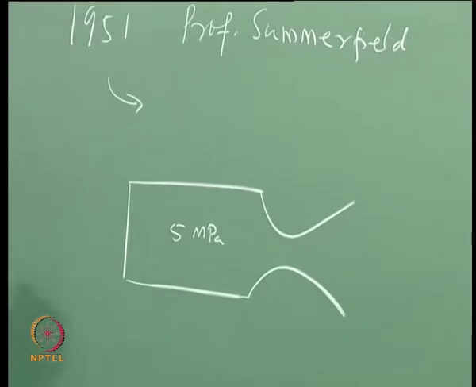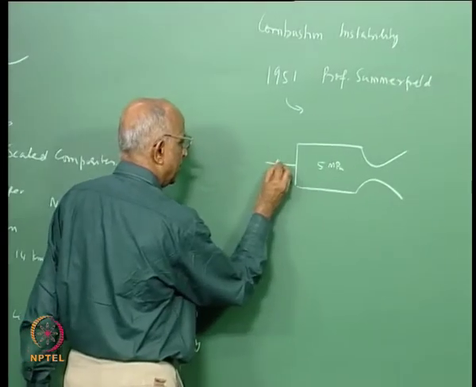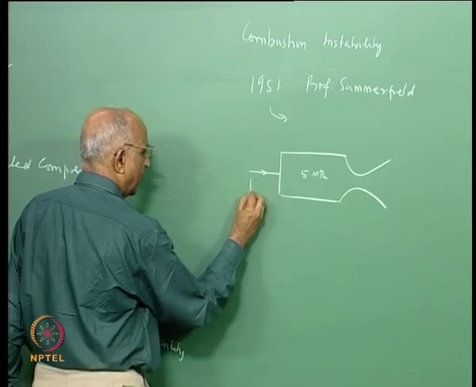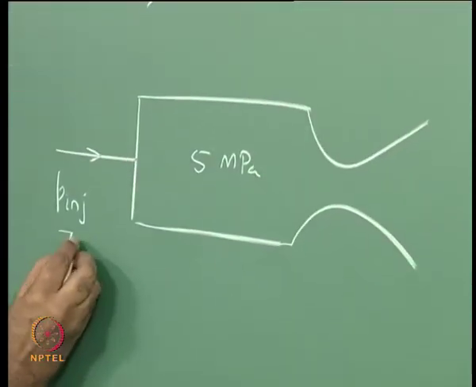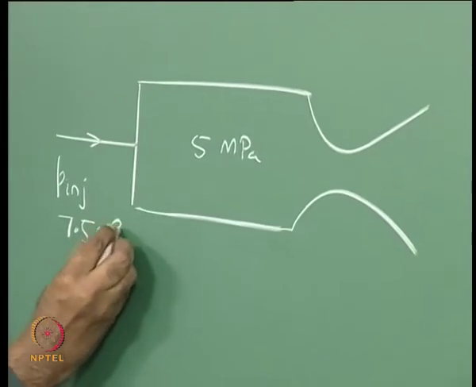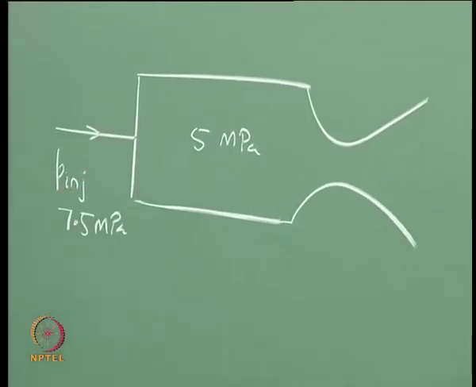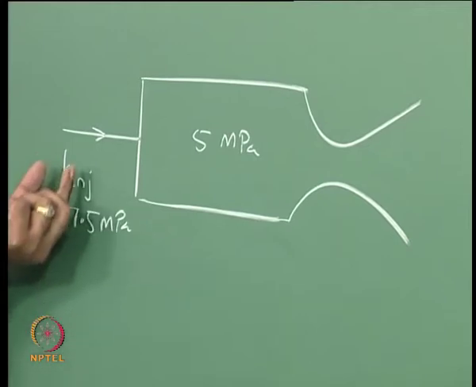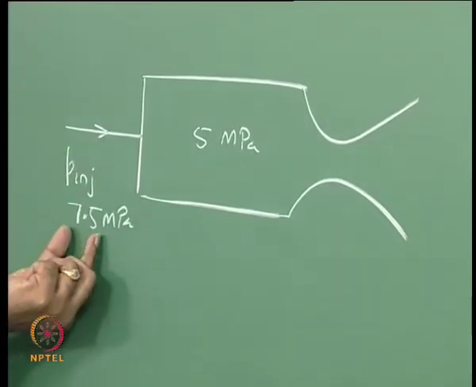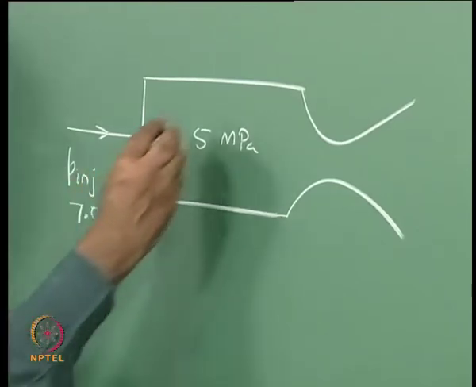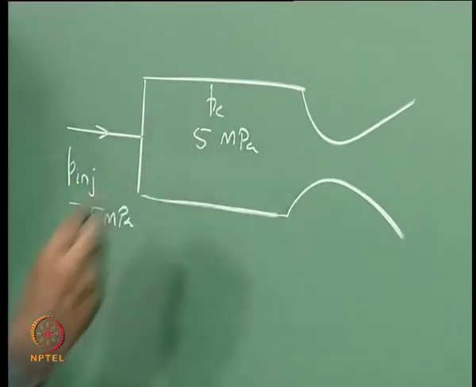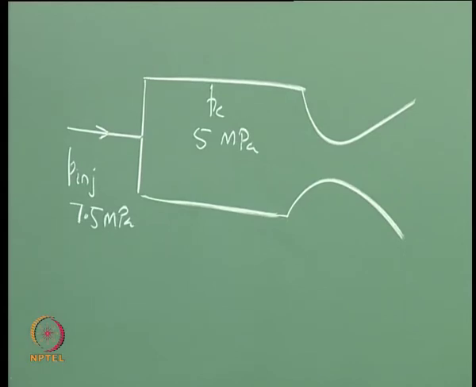Let the fuel and oxidizer, both of them, be injected into the chamber at, let us say, P injected, and this value let it be 7.5 MPa. I just choose these numbers to illustrate some phenomenon. That means propellant is injected at a pressure of 75 atmospheres and the chamber pressure Pc is equal to 5 MPa or 50 bar. Now what is it we are talking of?